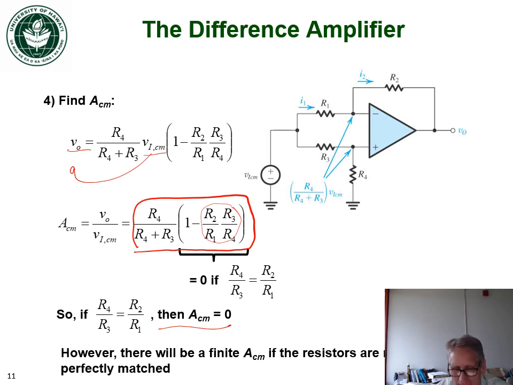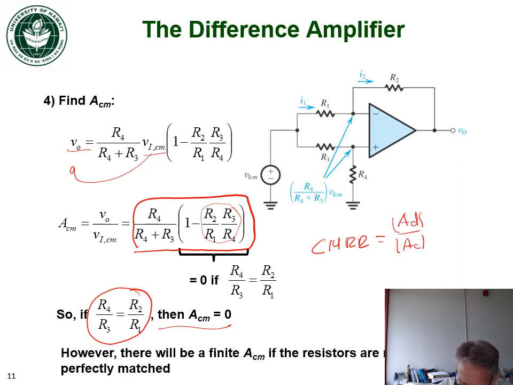However, in practice, a common mode will be finite because resistors are not perfectly matched. It's really hard to get this to happen in practice. But if you did get them perfectly matched, then our CMRR, common mode rejection ratio, remember this is the differential mode gain divided by the common mode gain, this will go to infinity because the common mode gain tends to 0. So our common mode rejection ratio becomes really large in a circuit like this, and it's limited by how close these resistors match.